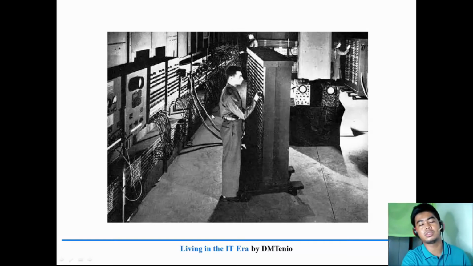Yun yung unang mga computers ng unang panahon. So mahirap i-manage. Imagine pag magkasunog, bitbitin mo lahat, no? So napakabigat talaga. Then kapag may sira, mahirap hanapin yung may sira o may daga. Baka kinagat ng daga, mahirap hanapin, no?